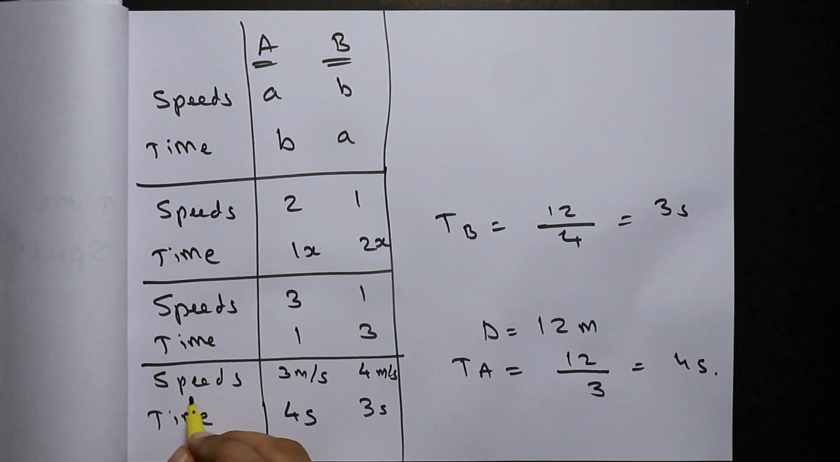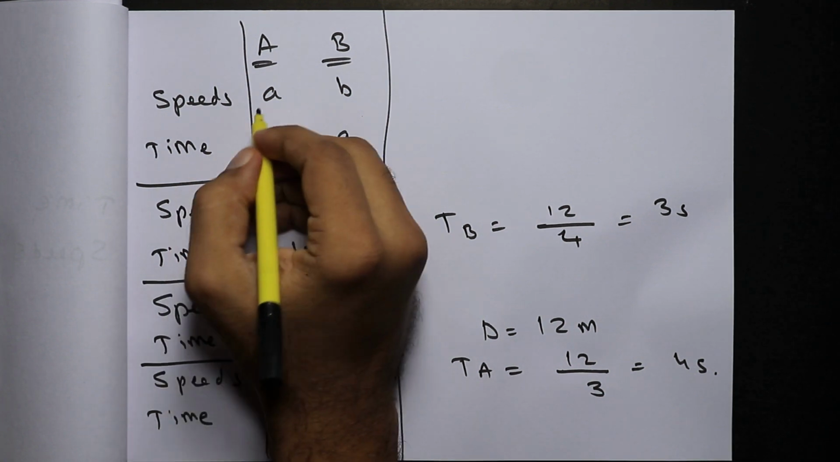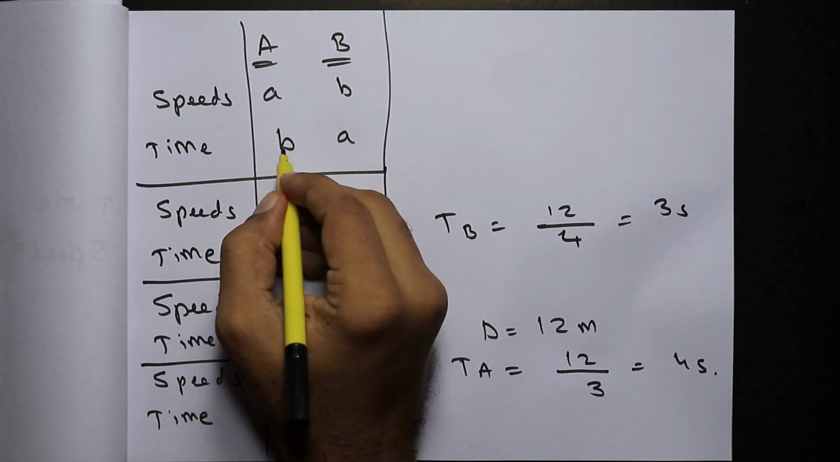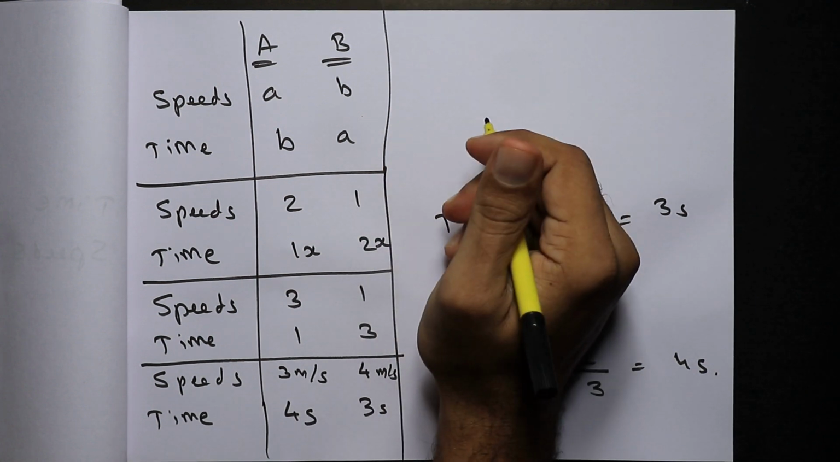So you can see if the speeds are in the ratio 3 is to 4, then the time required will be in the ratio 4 is to 3. Or we can also say, if the time required is in the ratio 4 is to 3, then the speeds will be in the ratio 3 is to 4. Or generally, if speeds are in the ratio A is to B, then time will be in the ratio B is to A, provided both of them need to cover a fixed distance.